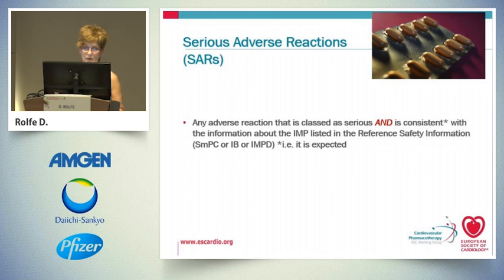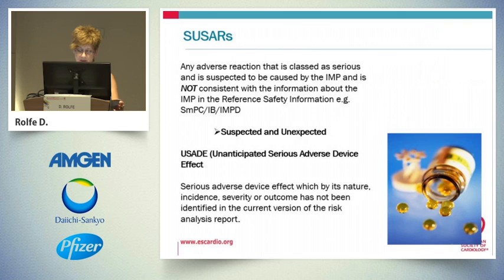SUSARs. Any adverse reaction that is classed as serious and is suspected to have been caused by the drug and is not consistent with the reference safety information. So whenever we get a report in for a serious adverse event or a serious adverse reaction, we always look at the reference safety information to see whether or not it's been reported before. If it has, then we don't have to worry about reporting it any further. If it hasn't, it then gets classed as a SUSAR, which is your unexpected.